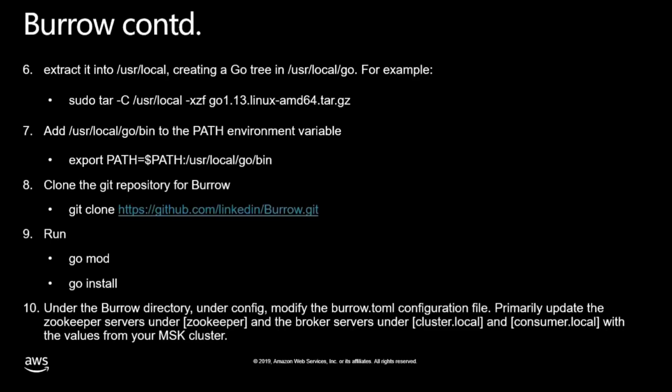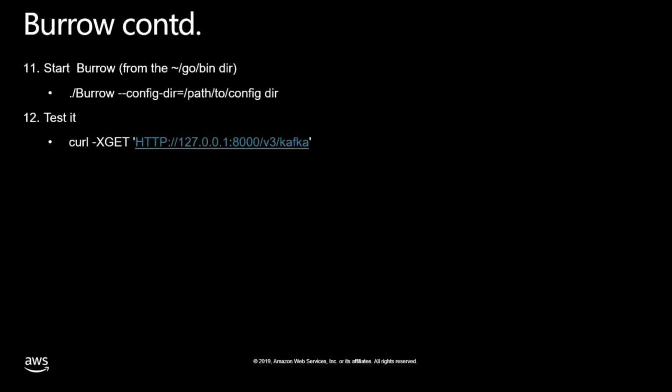The configurations and their meaning are well documented on the Burrow GitHub wiki page, but for the purpose of connecting to MSK, the Zookeeper connect string and the Bootstrap broker settings are the primary ones that need to be updated. Those can be retrieved from the MSK console or using the AWS CLI by using list-clusters or describe-cluster for the Zookeeper connect string, or using get-bootstrap-brokers to get the Bootstrap broker information. So once you have Burrow installed, start it and test it out using curl.